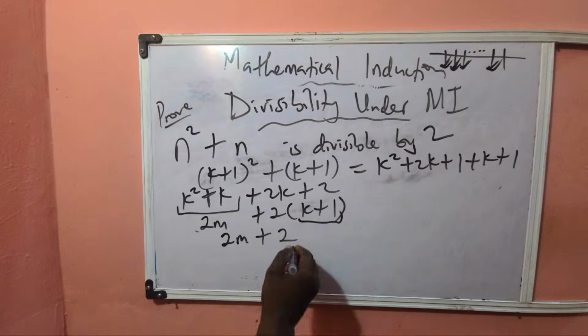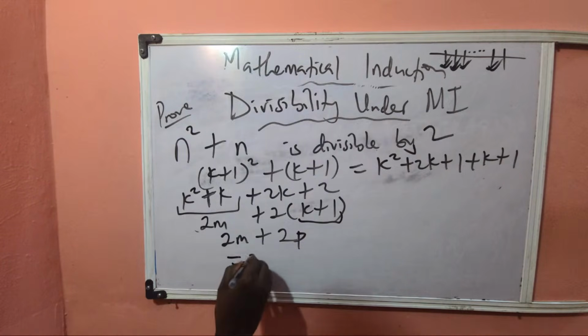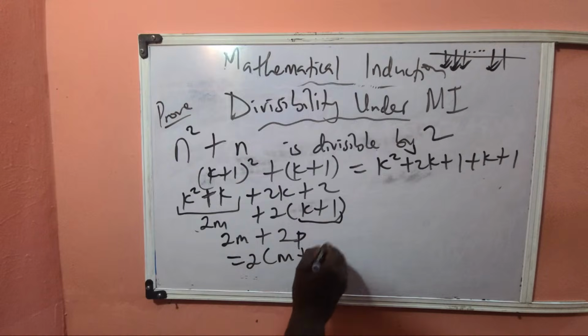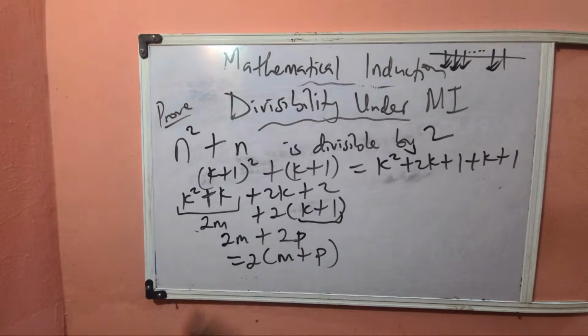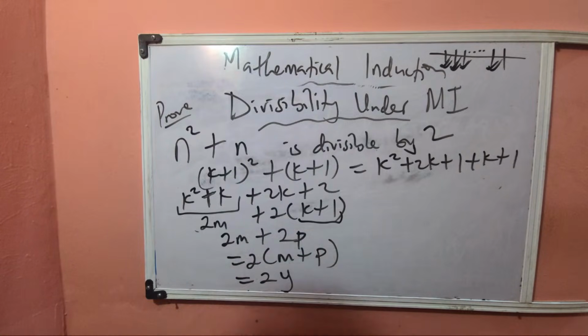Let's call this integer value p. So we can go on to say this equals 2 into bracket m plus p. Don't forget, m was an integer, p is an integer. Adding two integer values will give you what? An integer. So this will be 2 times a particular integer. If we want to make things nicer, we can say this equals 2 times y, where y is equal to m plus p, and y is also an integer.